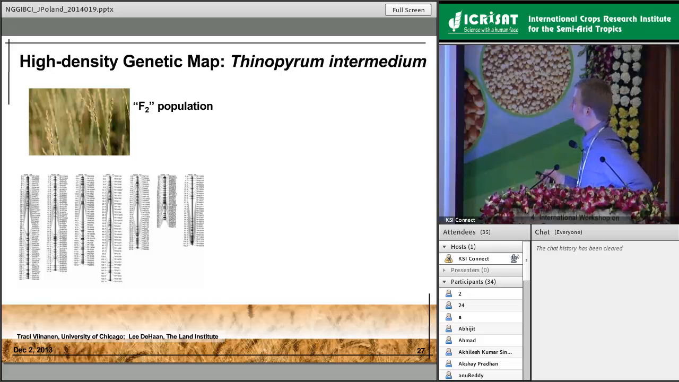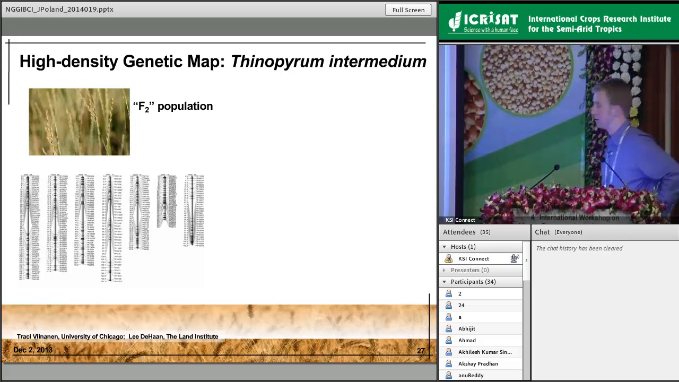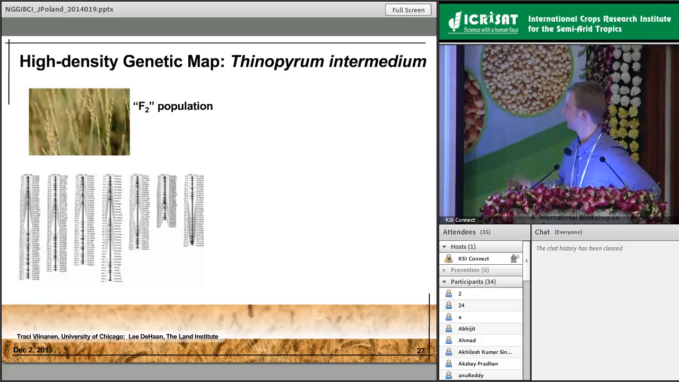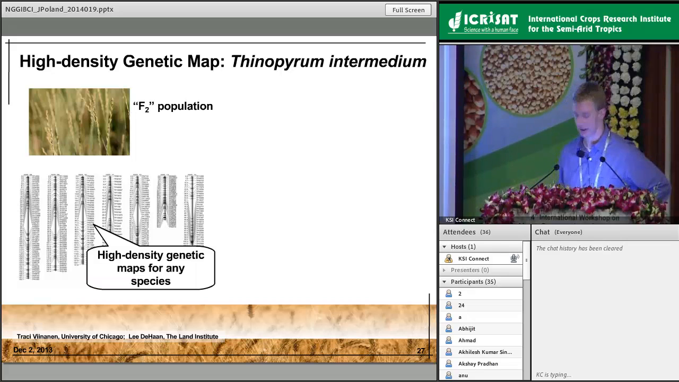Here I'm only showing one set of the linkage groups. It's a genome pretty similar to wheat: a 15, 16 gigabase genome, allohexaploid, but it's also outcrossing. So we developed an F2-like population from just one selfed individual and can put together a really nice high-density genetic map. The key here is that we can really think about having tractable genetic resources for basically any species.